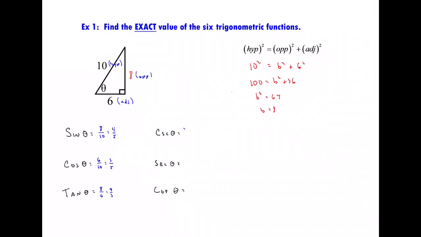Cosecant's the reciprocal of sine. Secant's the reciprocal of cosine. And cotangent is the reciprocal of tangent. And so those are the 6 ratios for the right triangle.